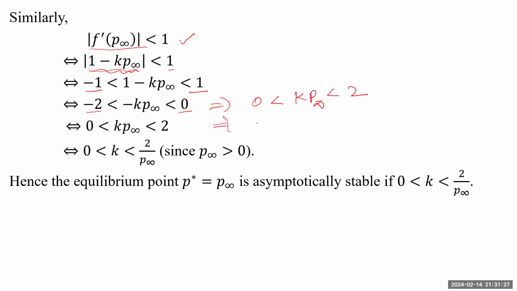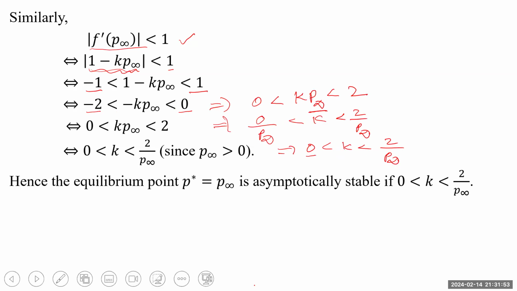And divide by p infinity, because p infinity is greater than 0. So 0 over p infinity is less than k is less than 2 over p infinity. So that is 0 is less than k is less than 2 over p infinity. So the value of k lies between 0 and 2 over p infinity. The system is stable at this equilibrium point p infinity, right?